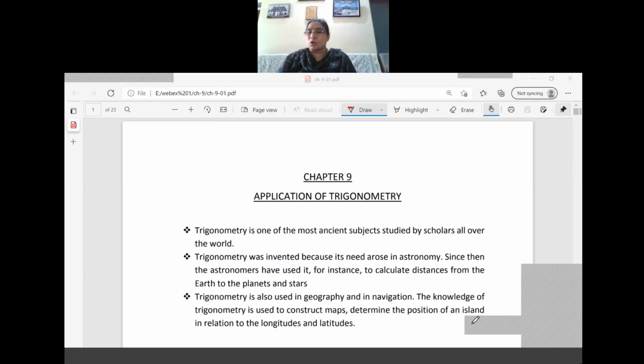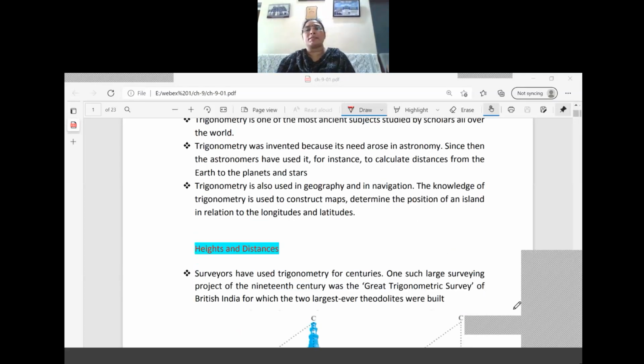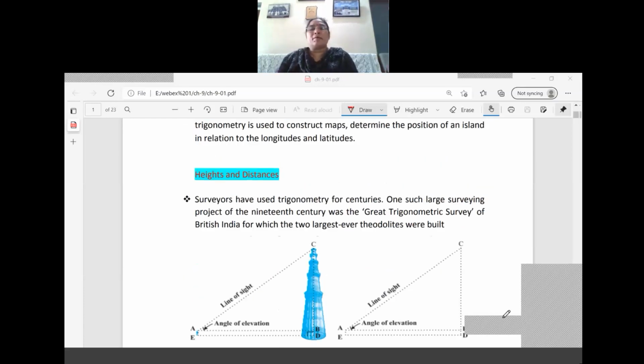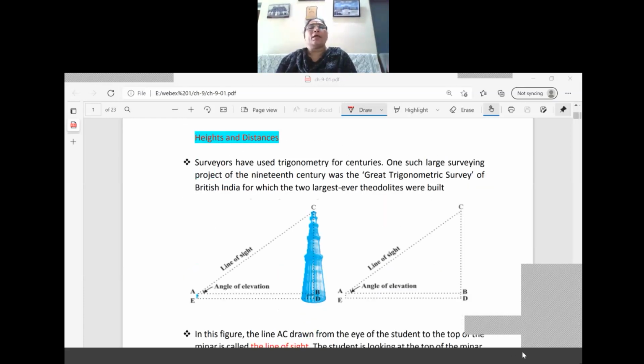Trigonometry is also used in geography and navigation. The knowledge of trigonometry is used to construct maps and determine the position of any island in relation to the longitude and latitudes. So you have applications and everything. Mainly we are dealing with this type of question only, that is height and distance based questions.